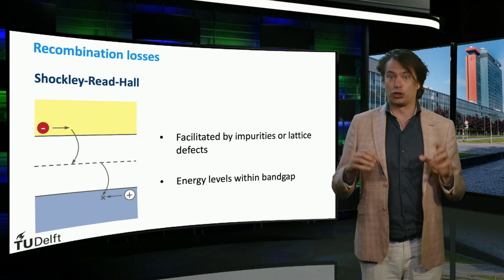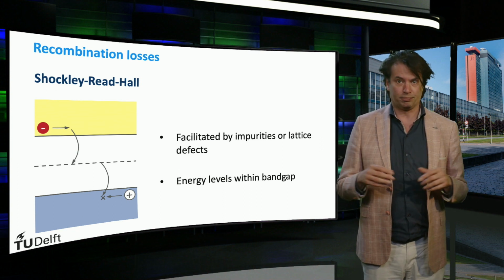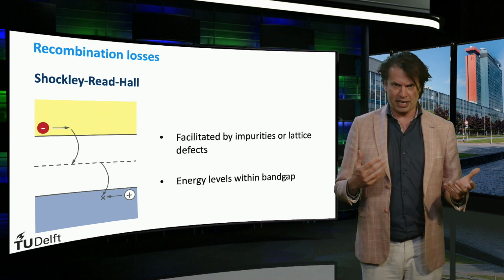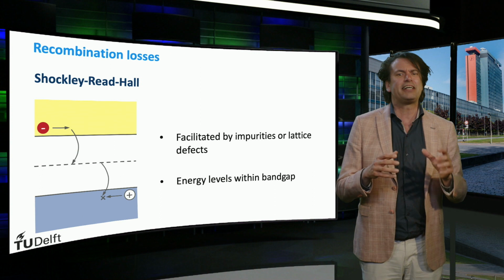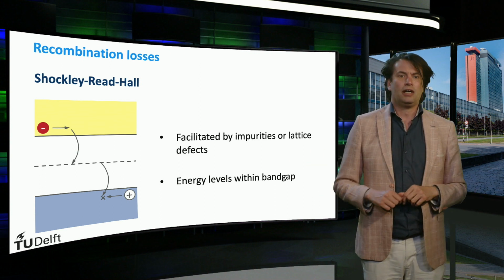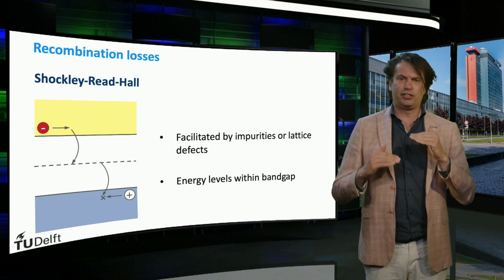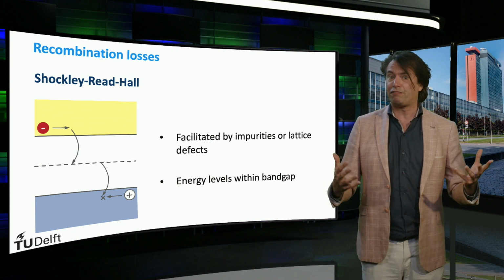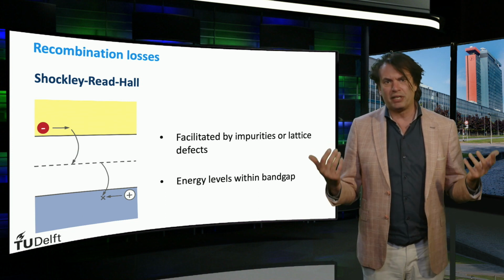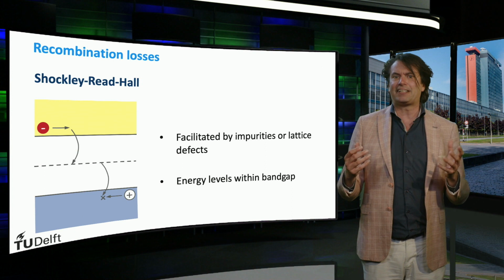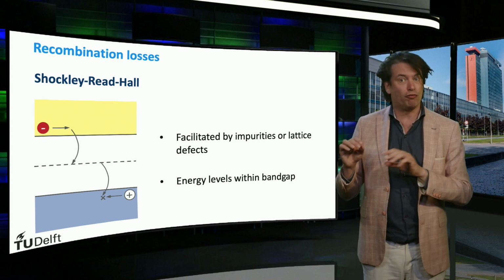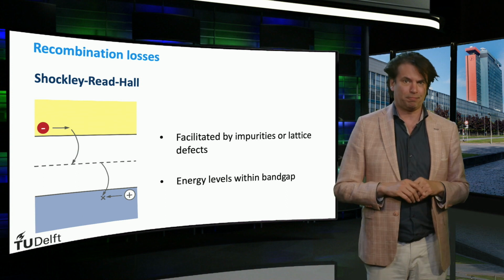Finally, there is the Shockley-Read-Hall recombination. Shockley-Read-Hall recombination is an indirect recombination mechanism that is facilitated by an impurity atom or a lattice defect. The defects introduce energy levels within the band gap which facilitate carrier recombination. Shockley-Read-Hall recombination is therefore of particular interest at the surface of the solar cell or at the interfaces of different layers in a solar cell.